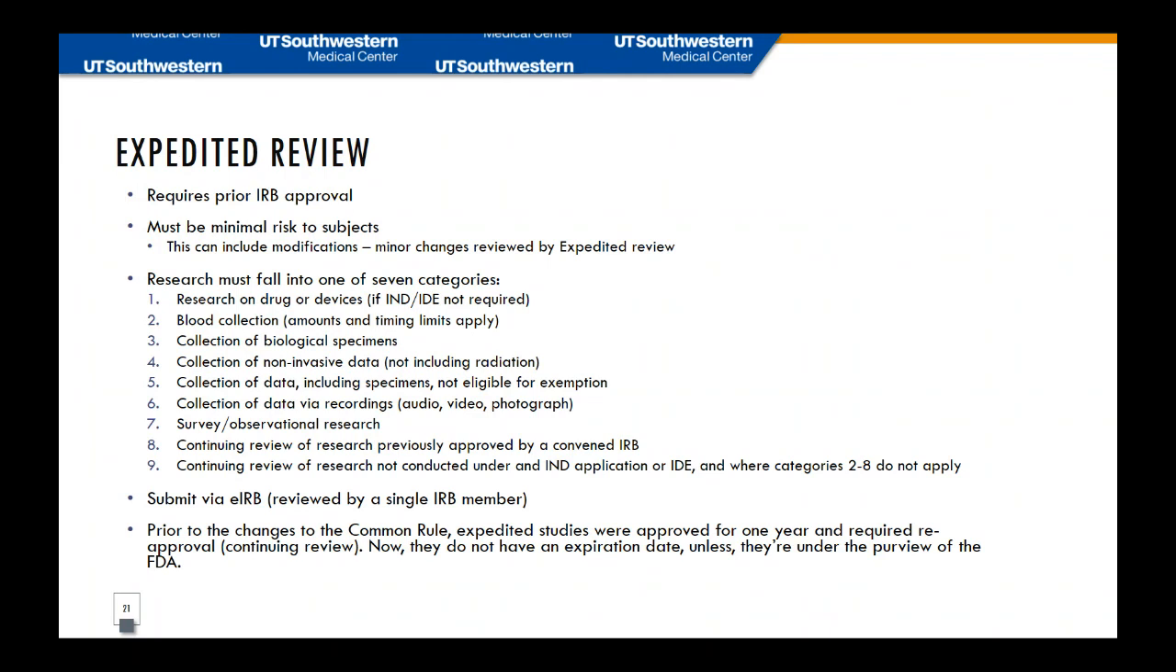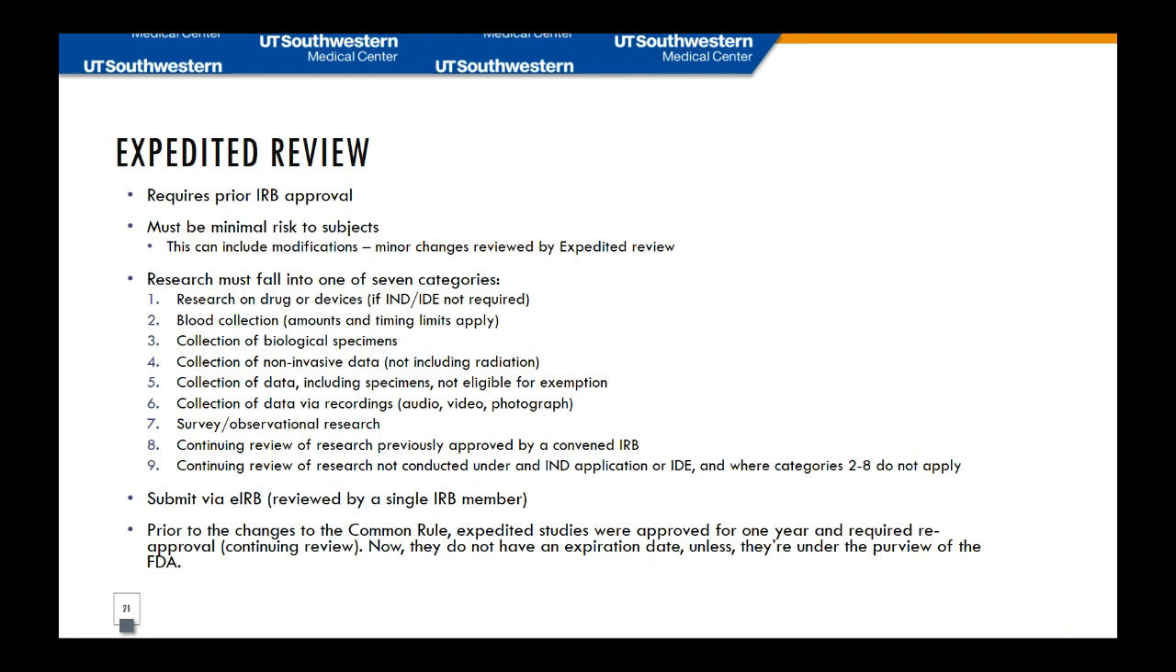Collection of data via recordings, so audio recordings, video, photographs, survey or observational research, and then continuing review of research previously approved by a convened IRB, or continuing review of research not conducted under an IND or IDE application where categories 2 through 8 don't apply. So examples of expedited review could be a prospective clinical data and biospecimen collection, surveys of children, or chart reviews not eligible for exemption. So these studies, again, are submitted through EIRB, and they're reviewed by one single IRB member.